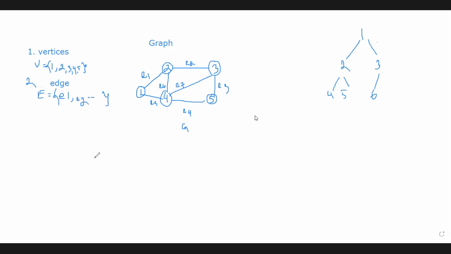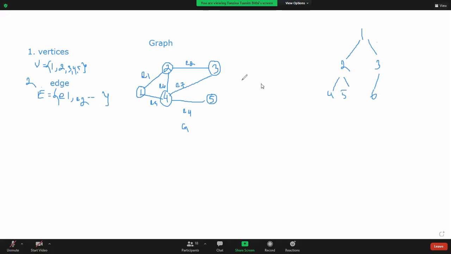Okay, so now if I remove this edge E3 from the structure, can I still call it a graph? What is the definition of a graph? The graph needs to have some vertices as well as some edges. What is an edge? The connecting line between any two nodes. In this graph, there are now 5 edges. And after removing this edge E3, can we call it a graph? Yes, it's still a graph.